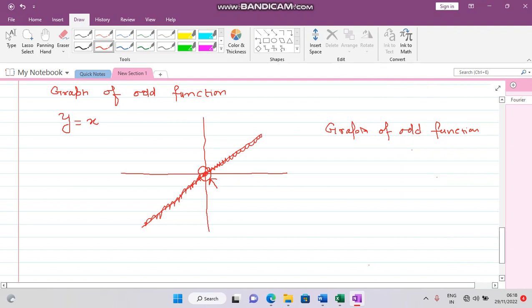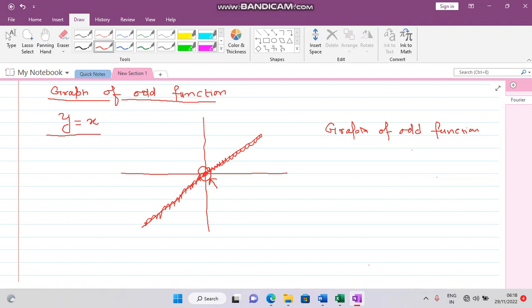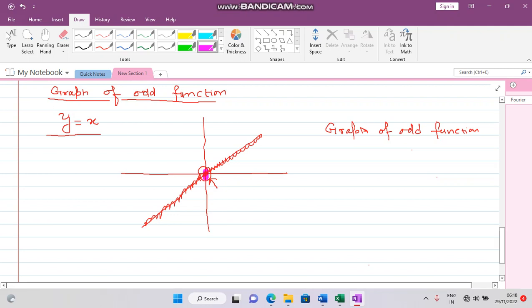So in the last video, we were studying how to graph an odd function. See, we took this example y equal to x. When you draw the graph of the y equal to x line, it is something like this. So you see here this point. The portion of the graph on this side is the same as the portion of the graph on this side.